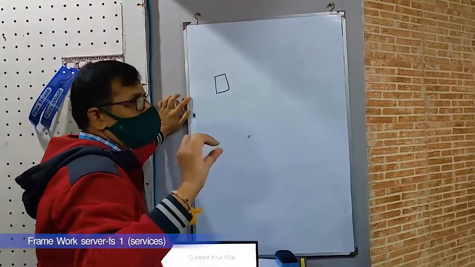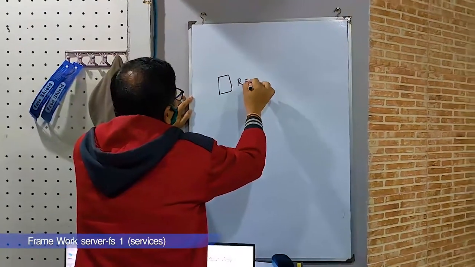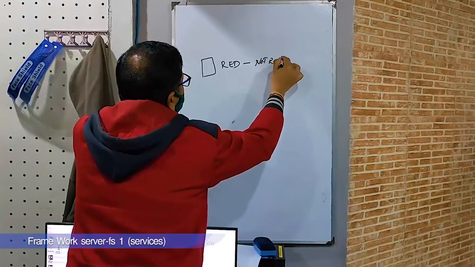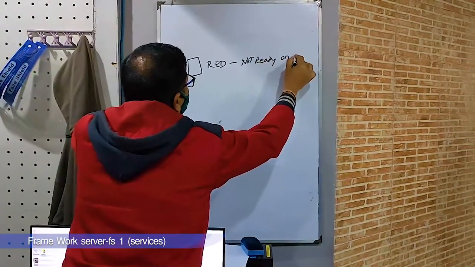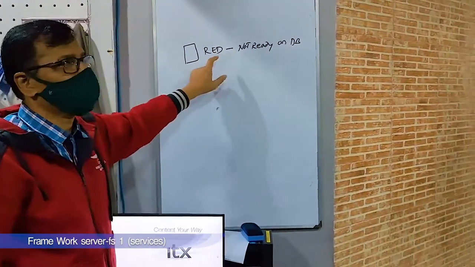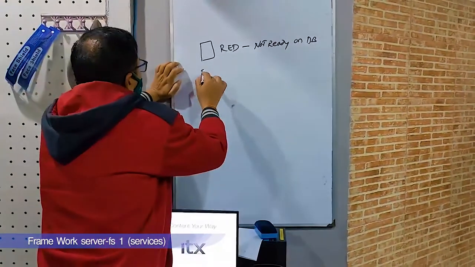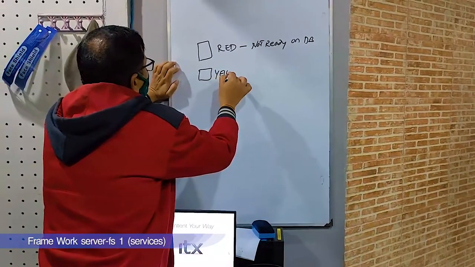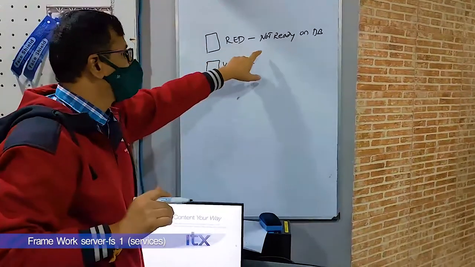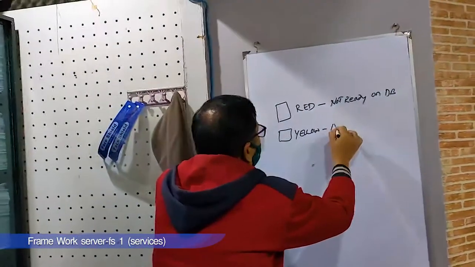So you have three or four statuses on the schedule. One is red. This is not ready. This file is not available in the database also. And you have something called yellow. So this file is available in the database, but not yet cached.